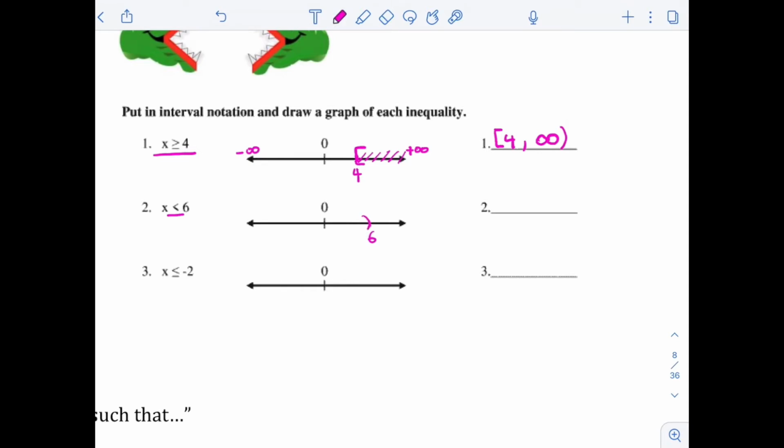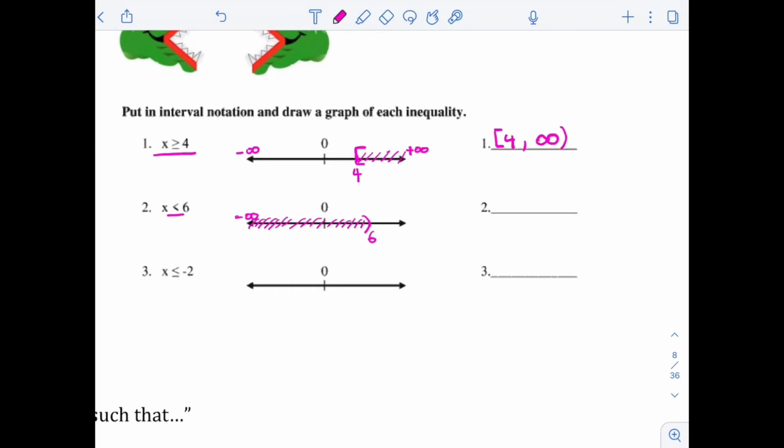And then you need to shade the left part of the number line starting at 6, but we know 6 is not included because it's less than. The shading goes toward negative infinity.